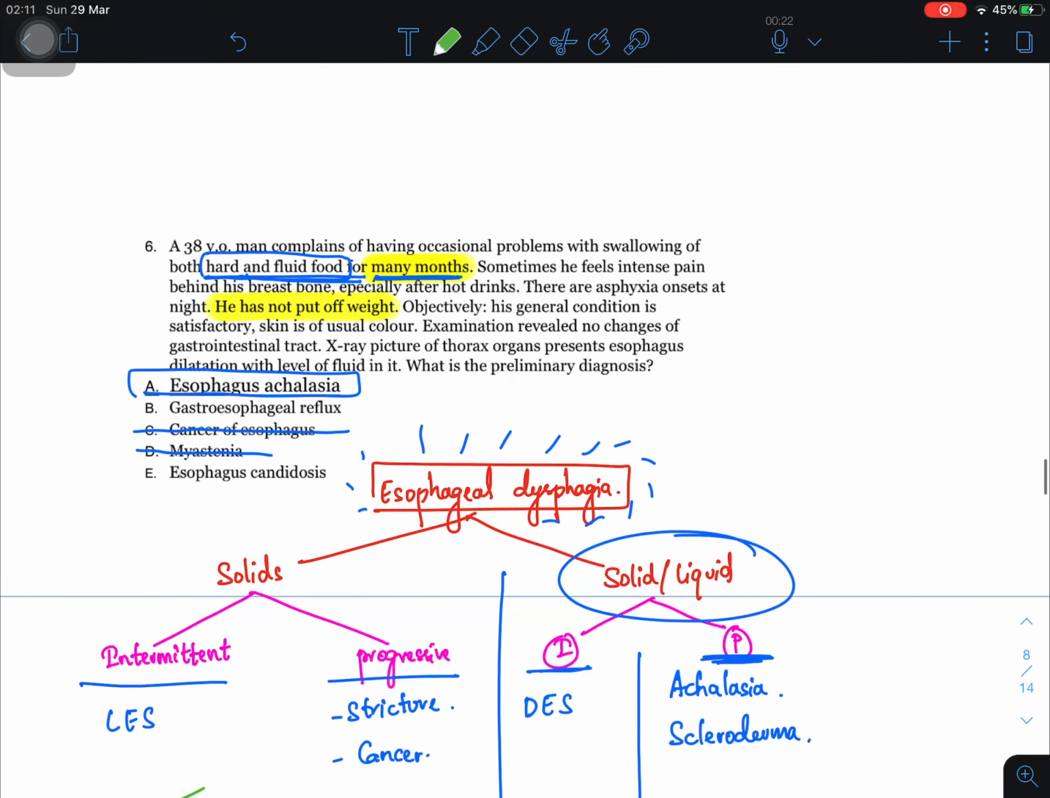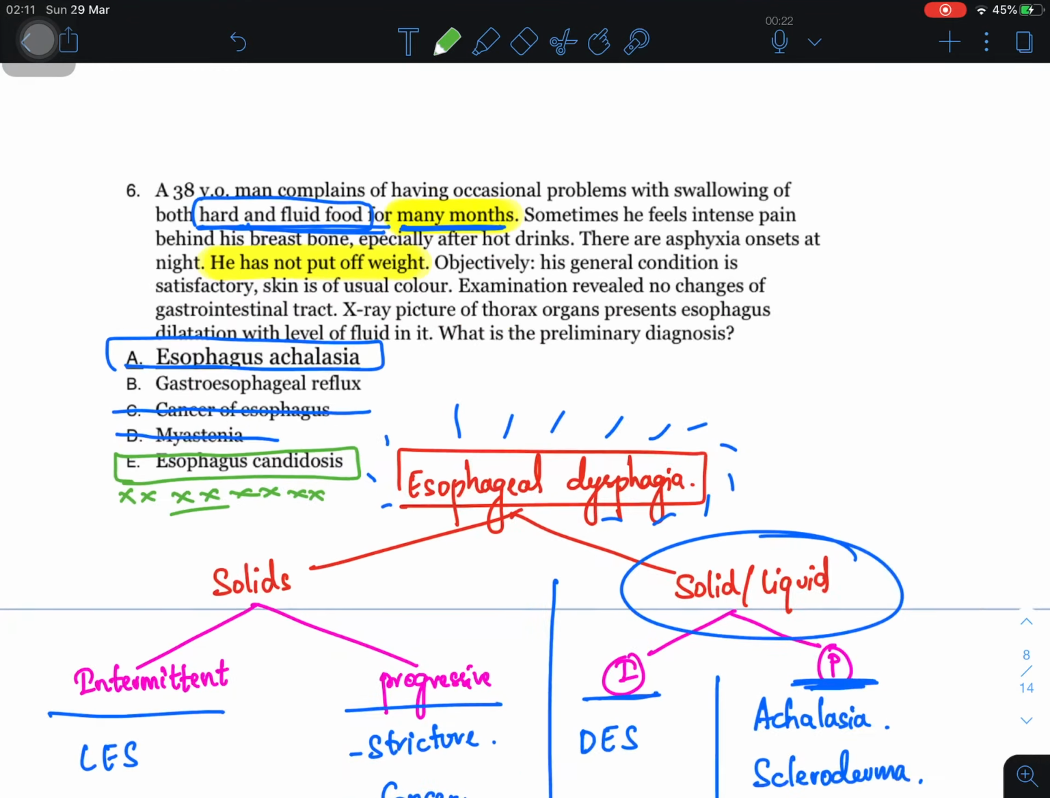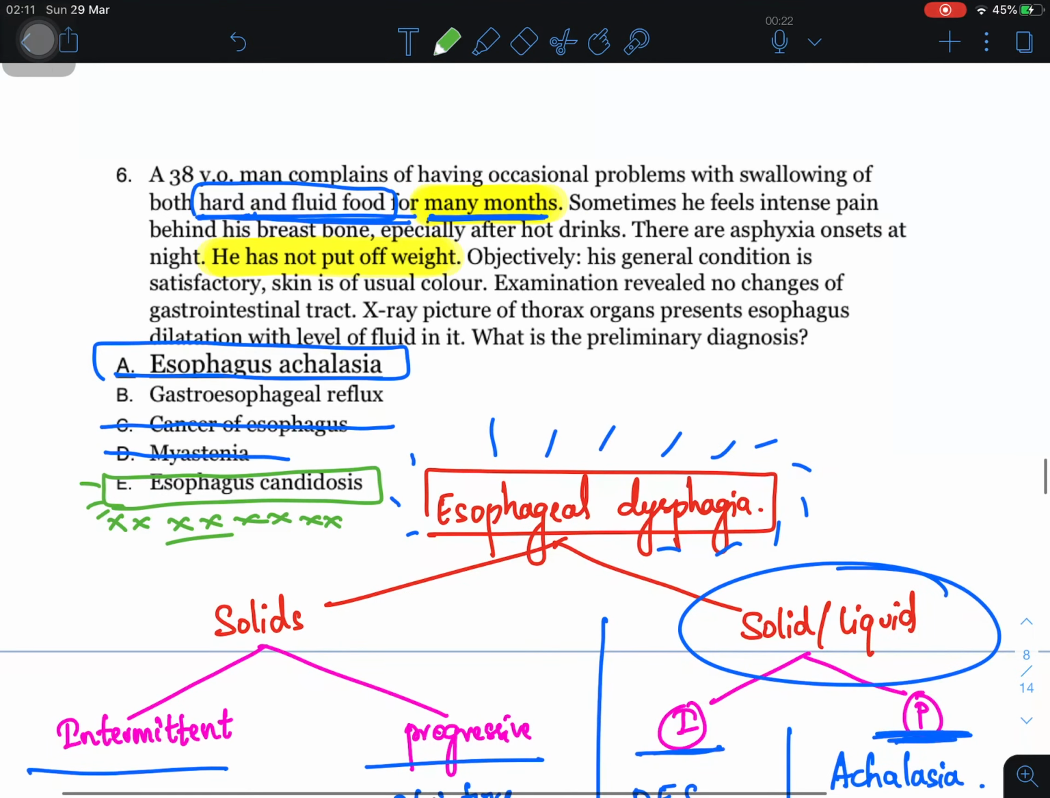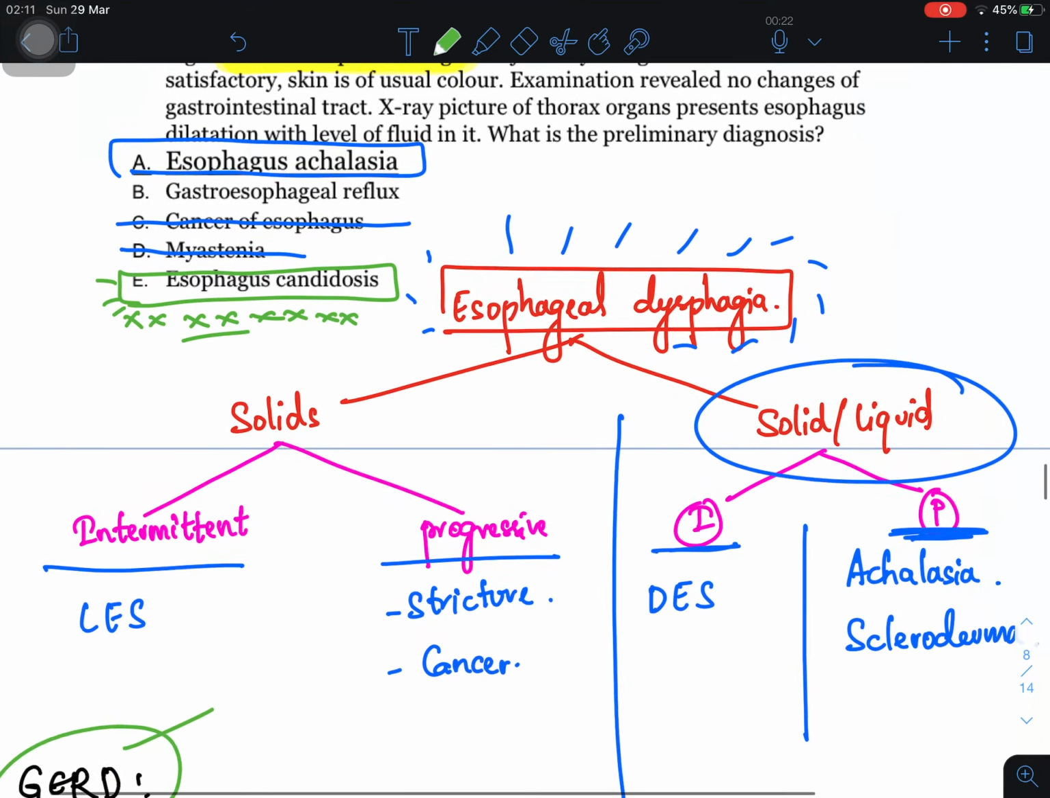Esophageal candidosis, no. Esophageal candidosis cannot be the option. There is oropharyngeal candidosis. I don't know what esophagus candidosis is. Maybe in Ukraine we have esophagus candidosis, but worldwide we have oropharyngeal candidosis. If there really is esophageal candidosis, I'm sorry, I don't know about it. So this is all about the discussion of question 6.